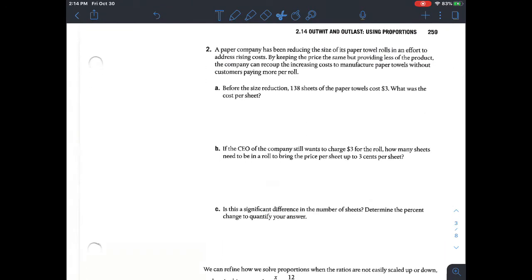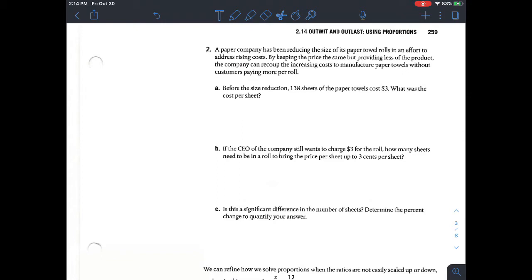A paper company has been reducing the size of its paper towel rolls in an effort to address rising costs. To keep the price the same by providing less of the product, the company can recoup the increasing cost to manufacture paper towels without customers paying more per roll.